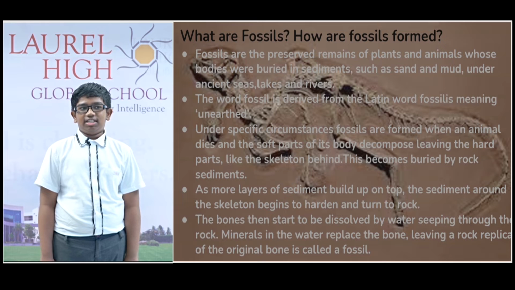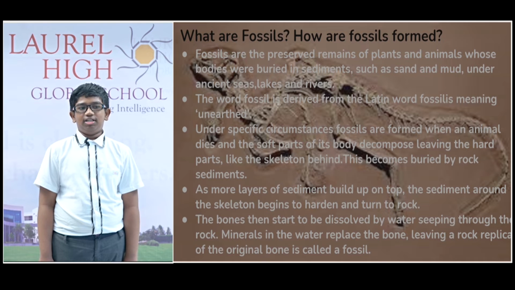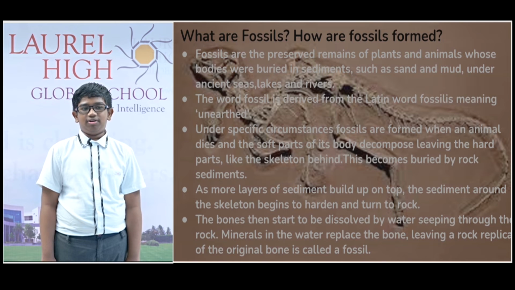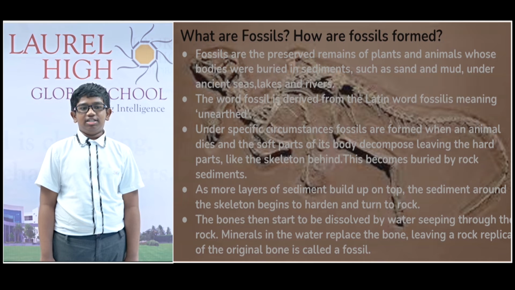Under specific circumstances, fossils are formed when an animal dies and the soft parts of its body decompose, leaving the hard parts like the skeleton behind. This becomes buried by rock sediments. As more layers of sediment build on top, the sediment around the skeleton begins to harden and turn to rock. The bones then start to be dissolved by water seeping through the rock. Minerals in the water replace the bone, leaving a rock replica of the original bone called a fossil.